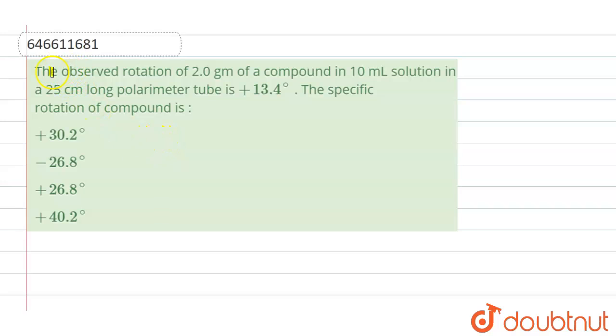Let's take a question. The observed rotation of 2 grams of a compound in 10 ml solution in a 25 centimeter long polarimeter tube is plus 13.4 degrees. We need to find out the specific rotation of the compound.